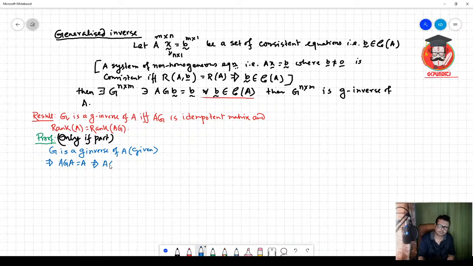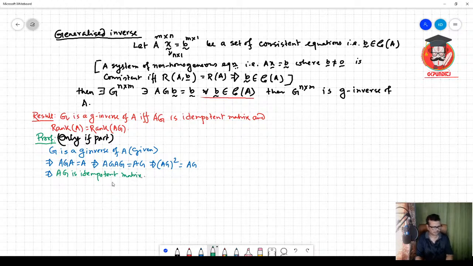So if you post multiply by G on both sides, we get this. This means AG is an idempotent matrix. Now, rank of AG is less than or equal to rank of A, because we know the result, rank of AB is less than or equal to the minimum of rank of A, rank of B. Hence rank of AG is less than or equal to rank of A.